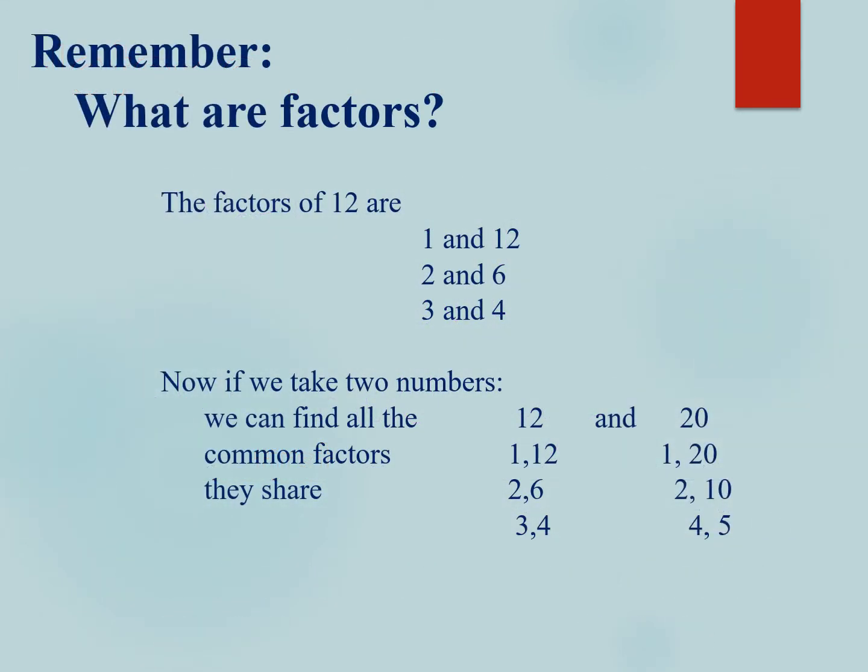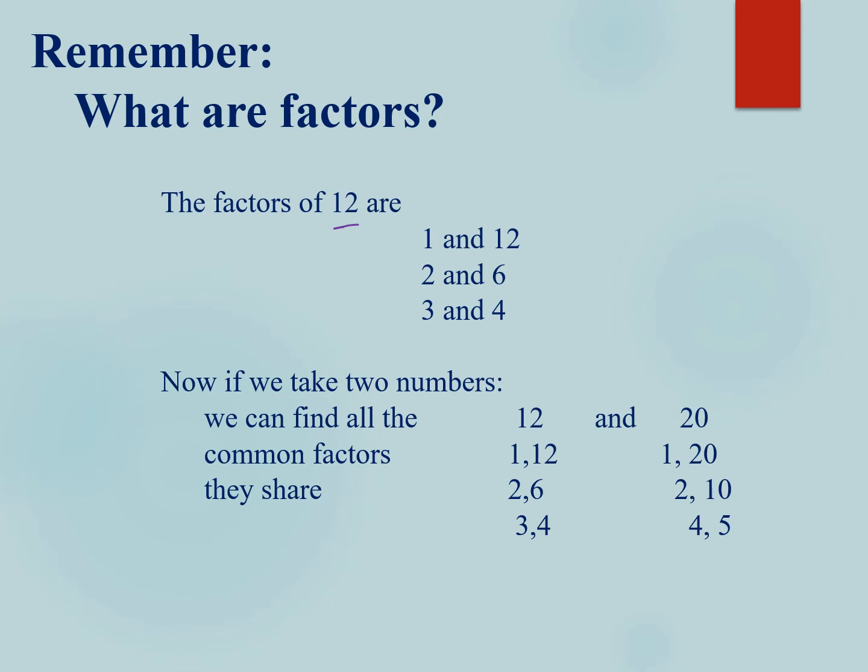Let's take a look at factors, remind ourselves of what factors are, and get the hang of that with numbers at first. If I'm looking at the number 12, the factors of 12, the numbers that multiply to give me 12, are 1 and 12, since 1 times 12 is 12. 2 times 6 is also 12, and 3 times 4 is also 12. So 1, 2, 3, 4, 6, and 12 are the factors of 12.